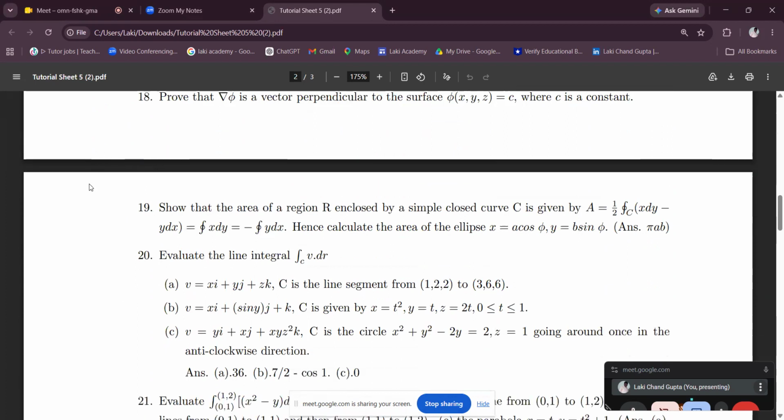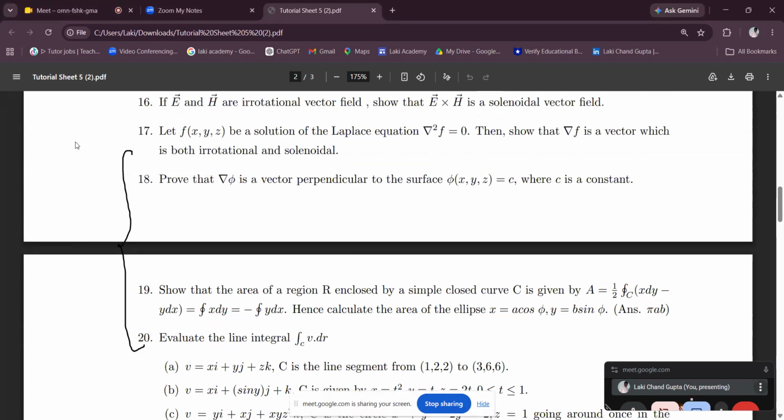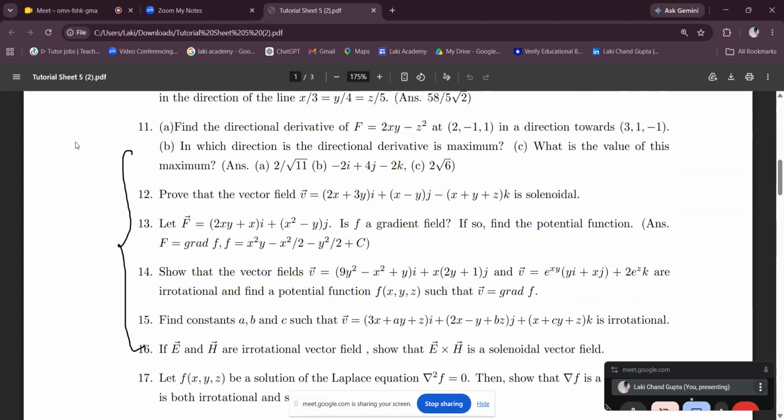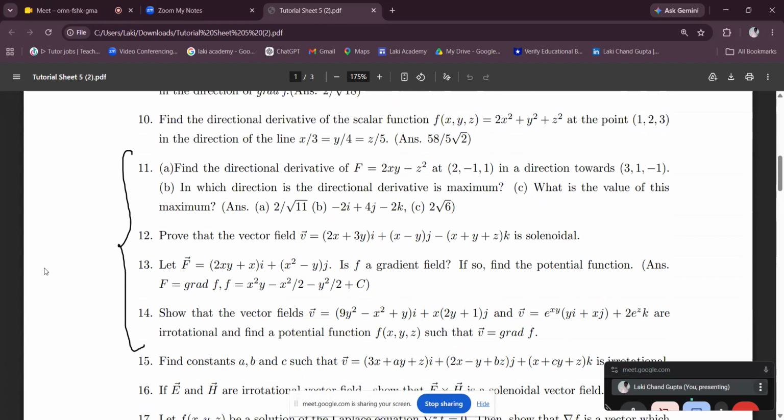So from tomorrow or in the next class, we will cover the integration part. Integration parts come from question number 18. Now I tell you question number 10 and 11. Read the question number 10.